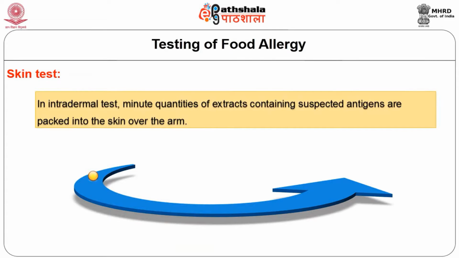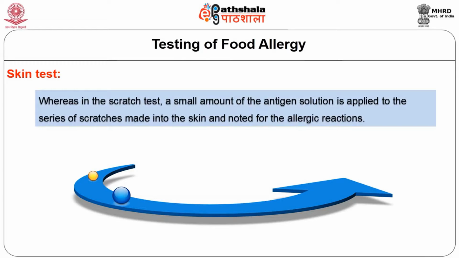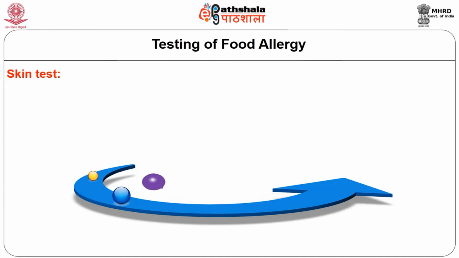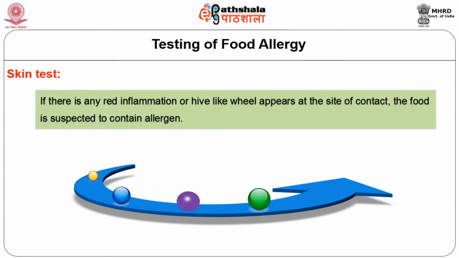In the intradermal test, a minute quantity of the extract containing the suspected antigen is injected into the skin over the arm. Whereas in the scratch test, a small amount of antigen solution is applied to a series of scratches made into the skin and it is noted for allergic reactions. In the patch test, the antigen is applied to a piece of filter paper over the skin and covered with cellophane tape for 24 hours, that is, for 1 day. If any red inflammation or hive-like wheal appears at the site of contact, the food is suspected to contain the allergen. This is a very simple test.